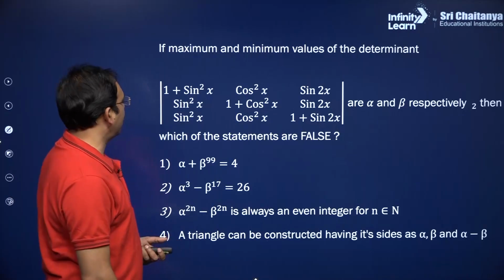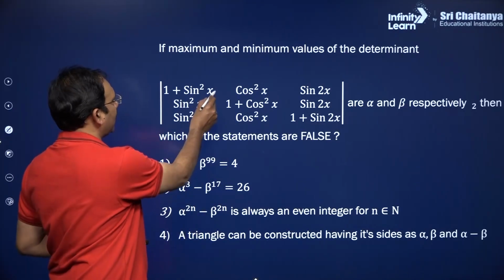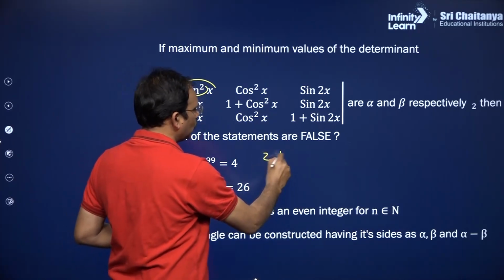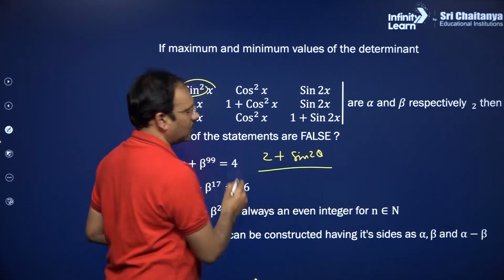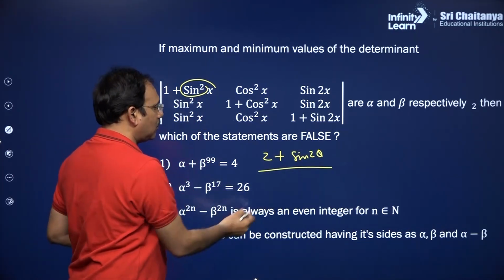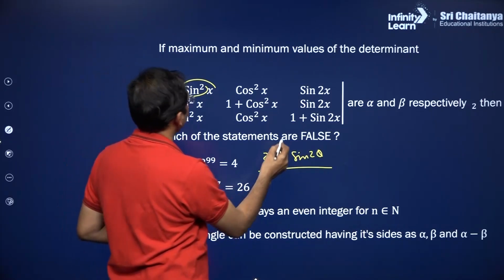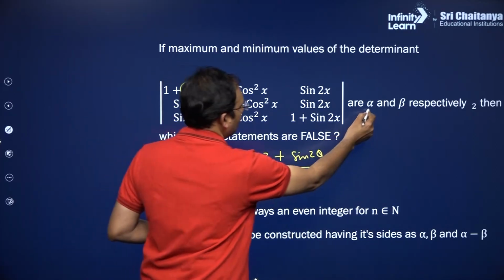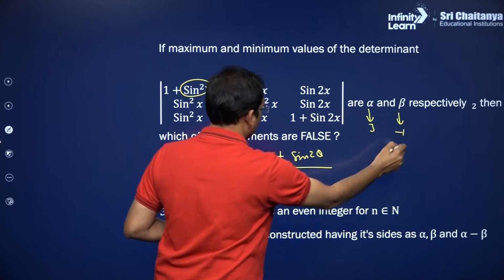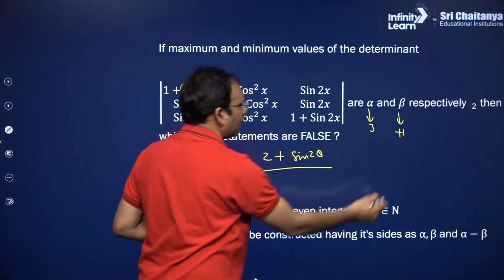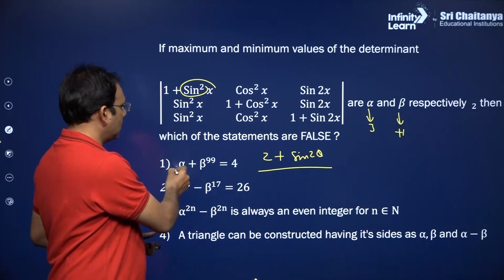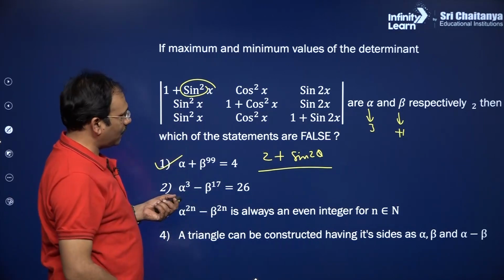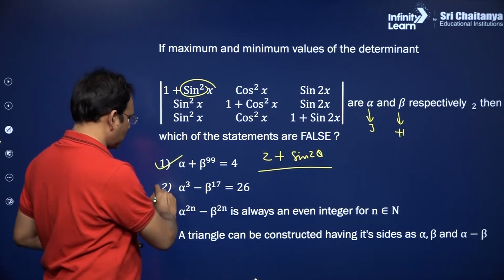That is it. Next, my dear friends, this is a simple determinant. You apply operations, with the help of this you make it equal to 0, and you are going to get 2 plus sin 2 theta. Now its maximum value is when sin 2 theta is 1. So I can say alpha, beta are respectively the maximum and minimum values, right. So alpha is going to be 3, beta is going to be 1, when sin 2 theta is minus 1, my dear friends, that is all. So (alpha plus beta) power 99 is going to be 4 power 99, correct. Alpha cube is 27 minus 1 is 26, correct.